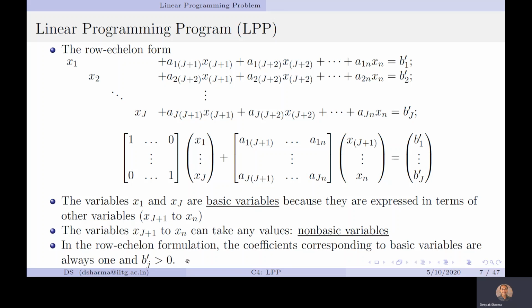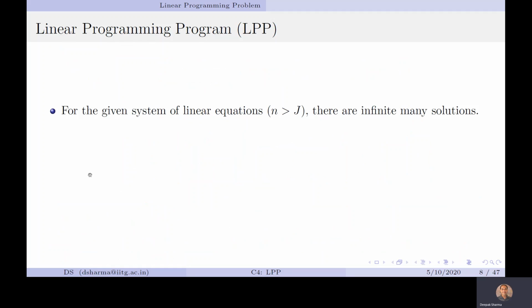Now in the row echelon formulation, the coefficients corresponding to basic variables are always 1. So we perform some operations to make sure that the coefficient of x1 is 1 and there is no coefficient from x2 to xj because all of them are 0. Similarly with x2, similarly with xj. That's why the columns corresponding to the basic variables will always be a part of an identity matrix. And also the right hand side should be non-negative. Bj prime should be non-negative.